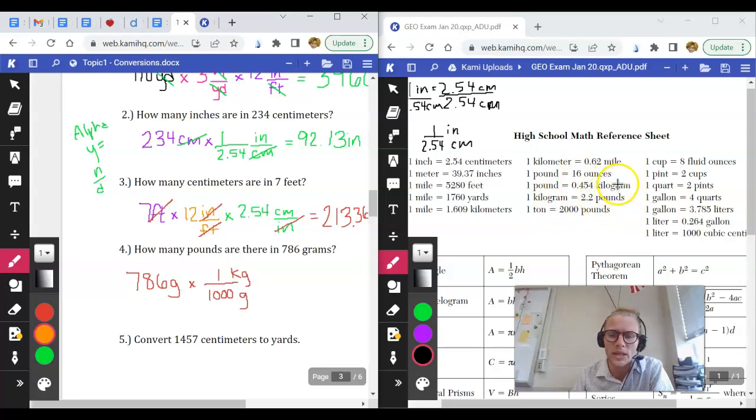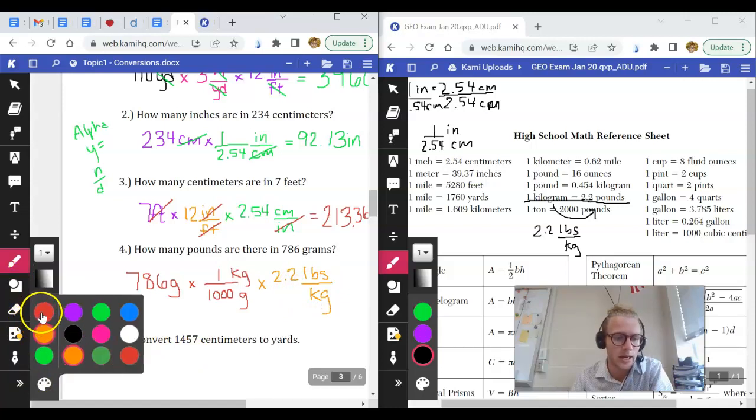So again, we need to have kilograms in the bottom, and we can see this conversion here says 1 kilogram is 2.2 pounds. If you want, you can do the division. 2.2 pounds, and we divide that by kilograms. To get this 1 kilogram over to the other side, we have to divide. So that would be times 2.2 pounds per kilogram.